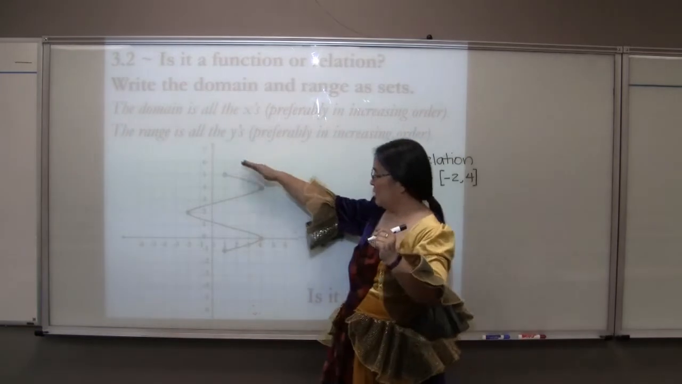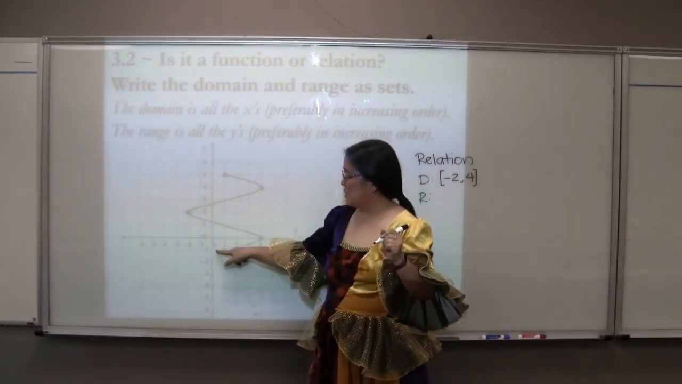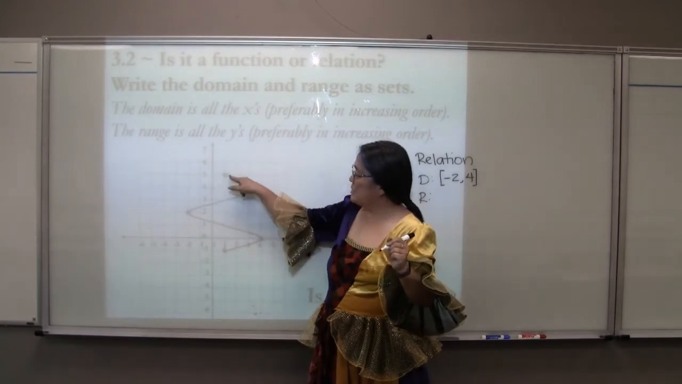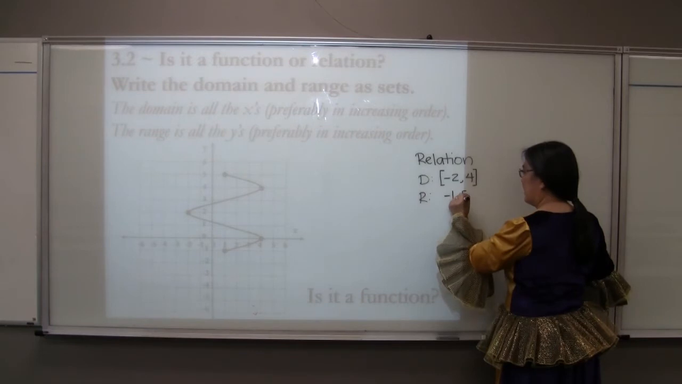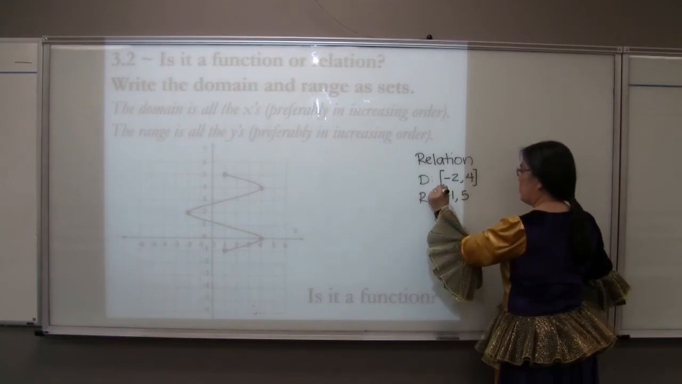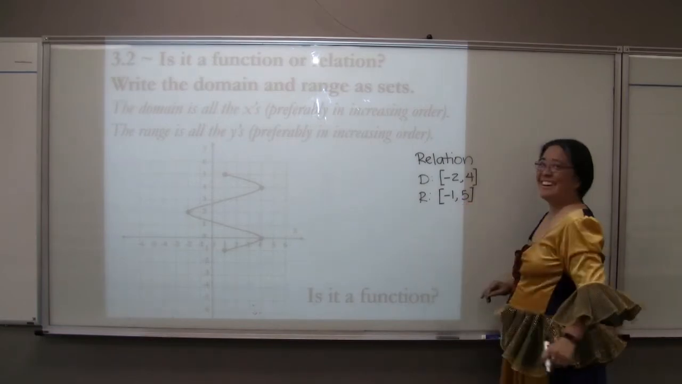The range, how low does it go? Some people say till 1, but you have to read off the y-axis. So -1, all the way up to the top at 5. -1 to 5. Nice square brackets. Ta-da!